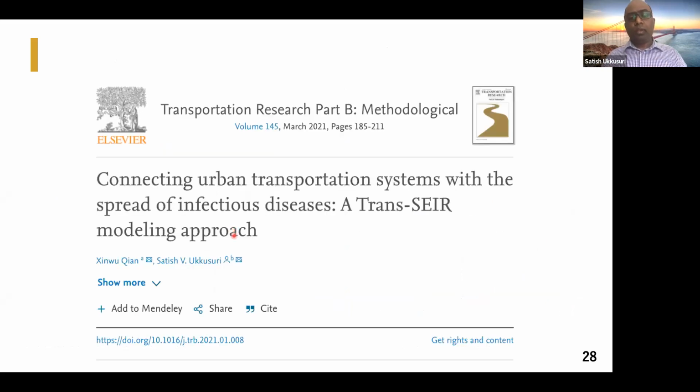This study was published recently in this journal, Transportation Research Part B, so you can actually look at this. It's a mathematical model which combines a state-of-the-art epidemiological model with a very nice mobility model, and creates this kind of data-driven, network-based multiplex model which can help us test various types of counterfactuals.